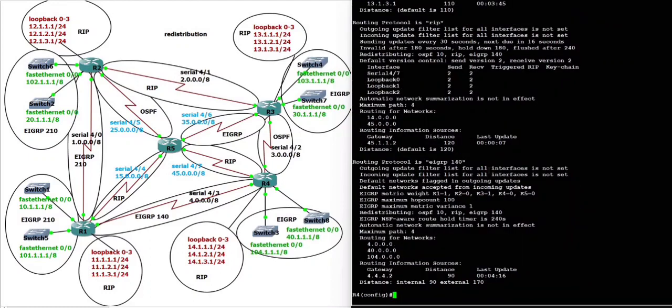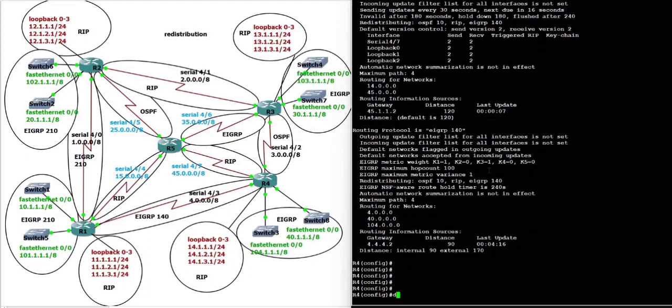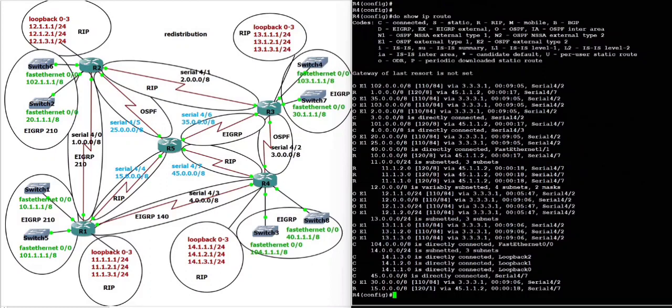On router 4, show IP route. RIP 15 dot network, 11 dot, 12 dot, 13 dot, 14 dot network. Okay.